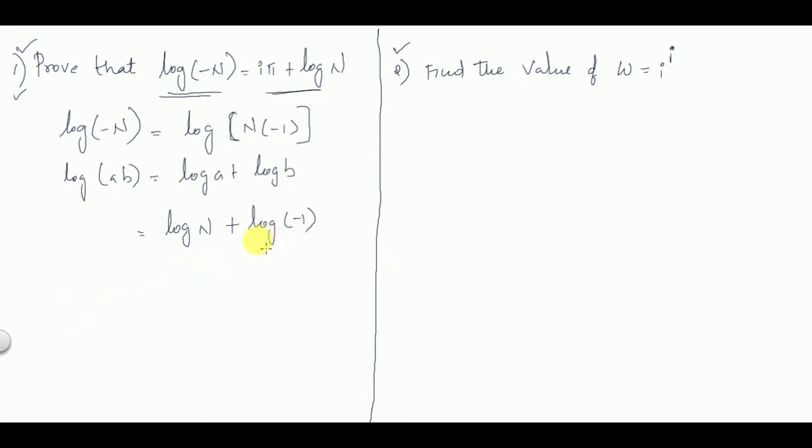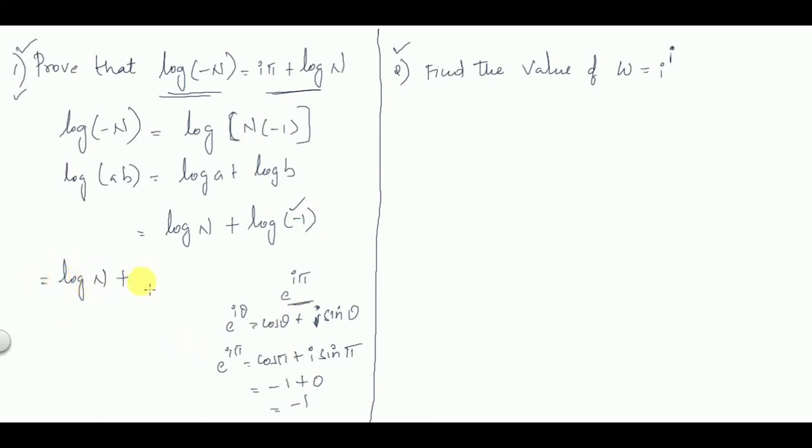How can we write minus 1? As e power i pi. What is e power i theta? e power i theta is cos theta plus i sin theta. So e power i pi is cos pi plus i sin pi. Cos pi is minus 1 and sin pi is 0, so you get only minus 1. So in the place of minus 1 you can substitute e power i pi. So this now becomes log n plus log of e power i pi.